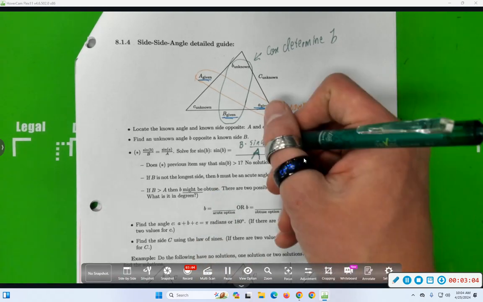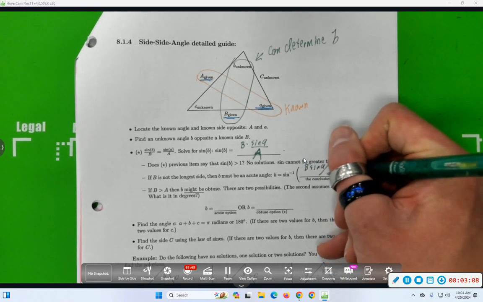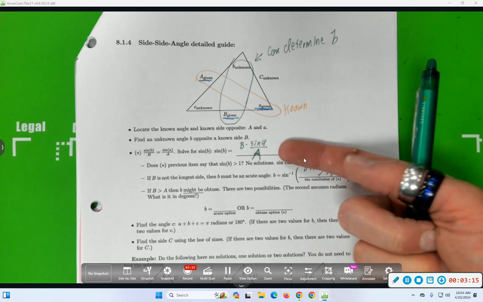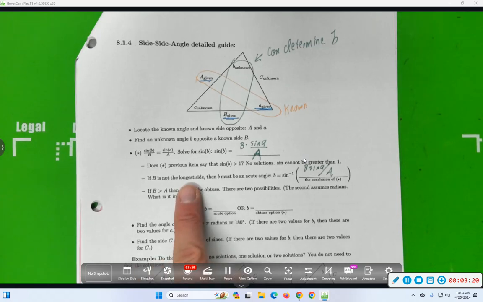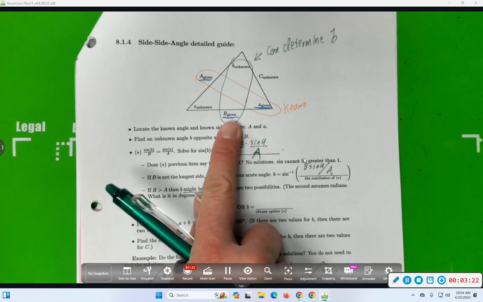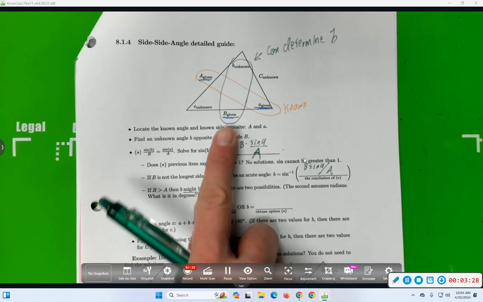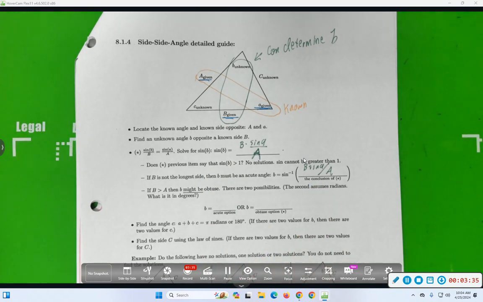It's inverse sine of this thing in green, b sine A over A. But again, don't just memorize what goes in that blank. You're just taking the inverse sine of both sides of this equation, right? And here's the neat trick. If this side length big B is not the longest side in the triangle, then the angle little b must be acute. There's the acute angle that has that sine. So in the case that little b has to be acute, there's only one solution.